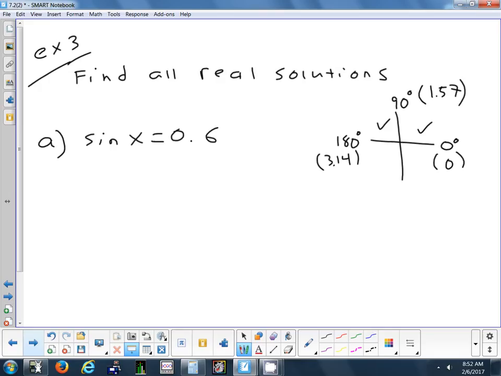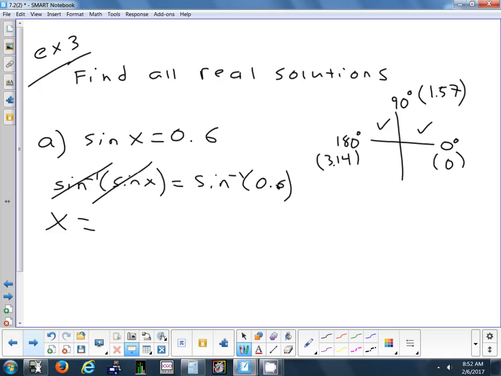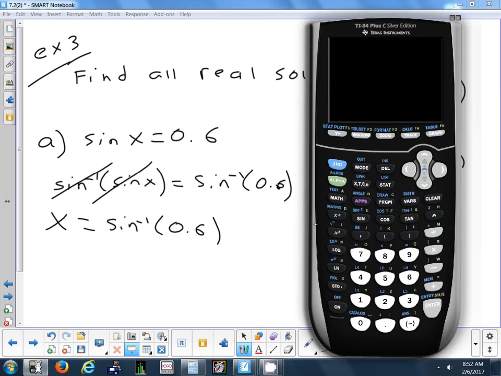Let's do it in radians. So how can I get one answer and get x by itself and get rid of sine? Yeah, take the inverse of everything on the left, take the inverse of everything on the right. Inverse and regular cancel out, and right away we have one of our answers. Inverse sine of 0.6.